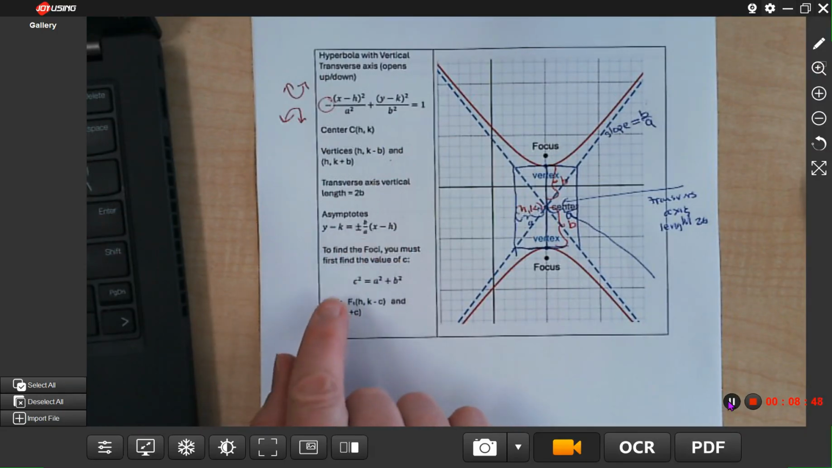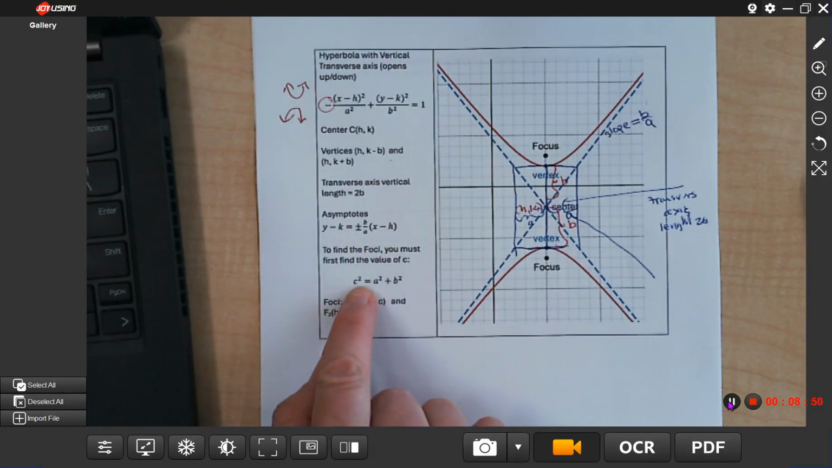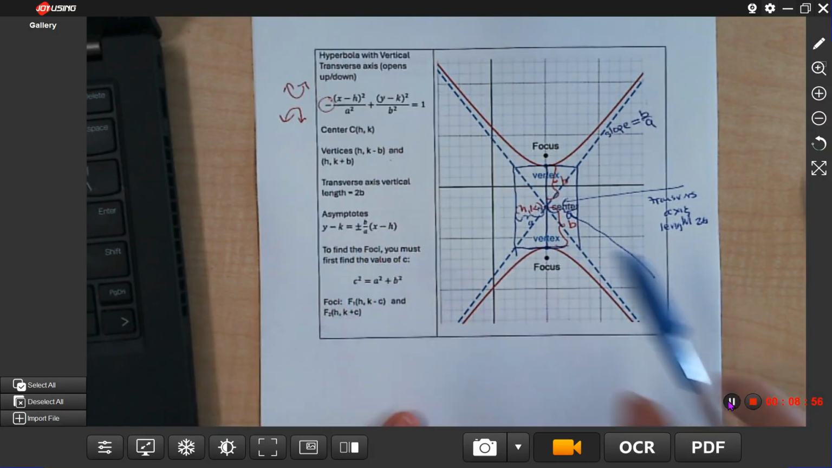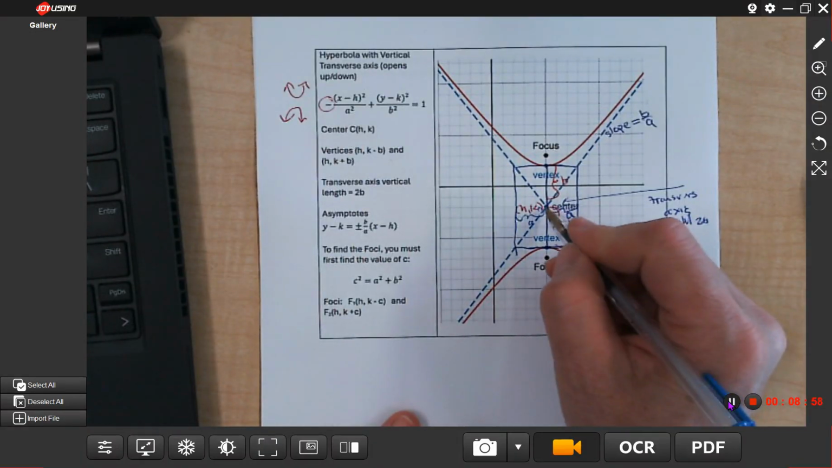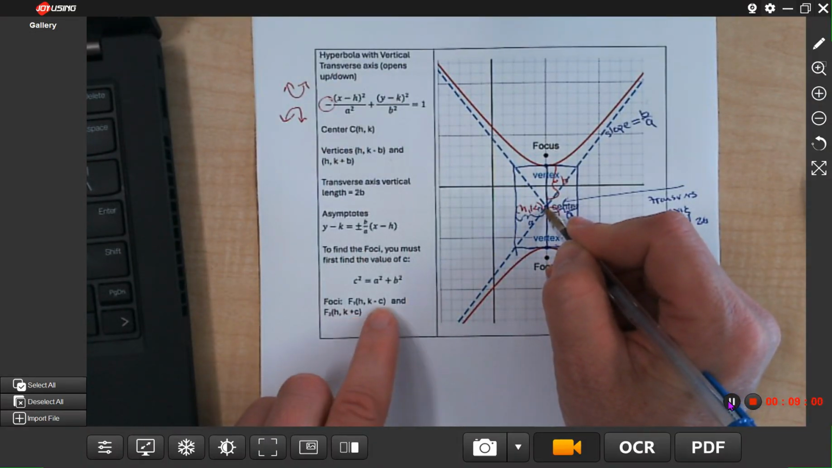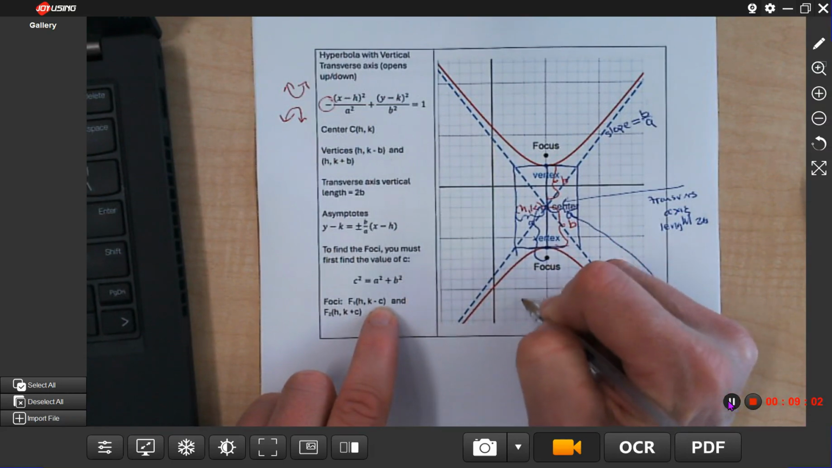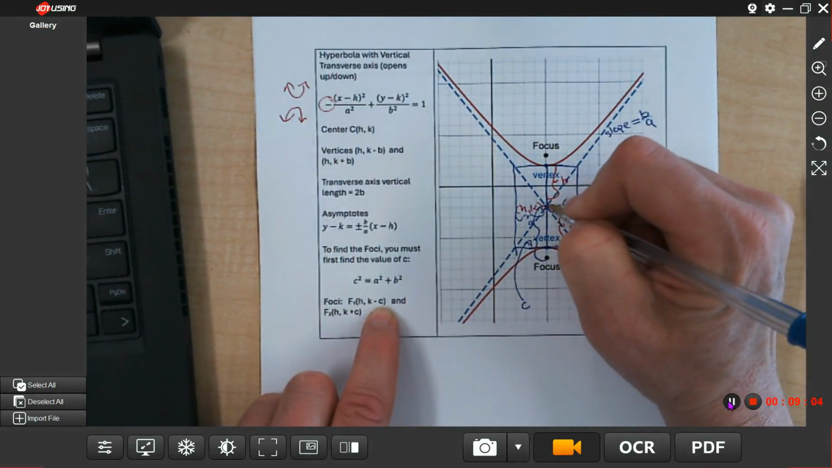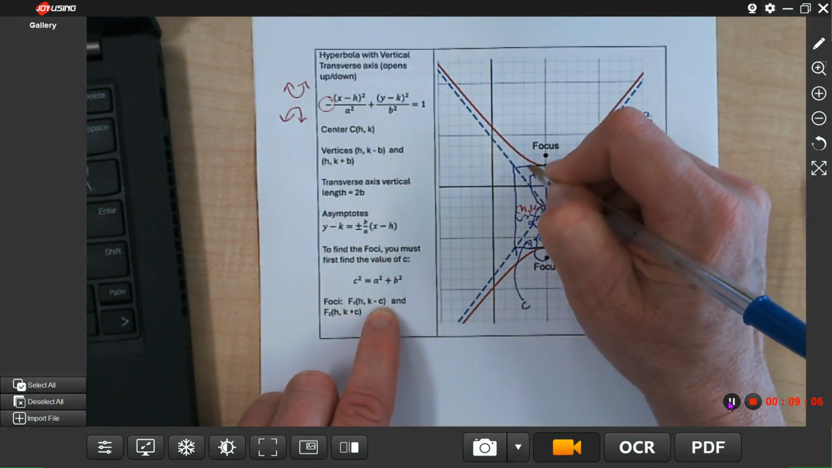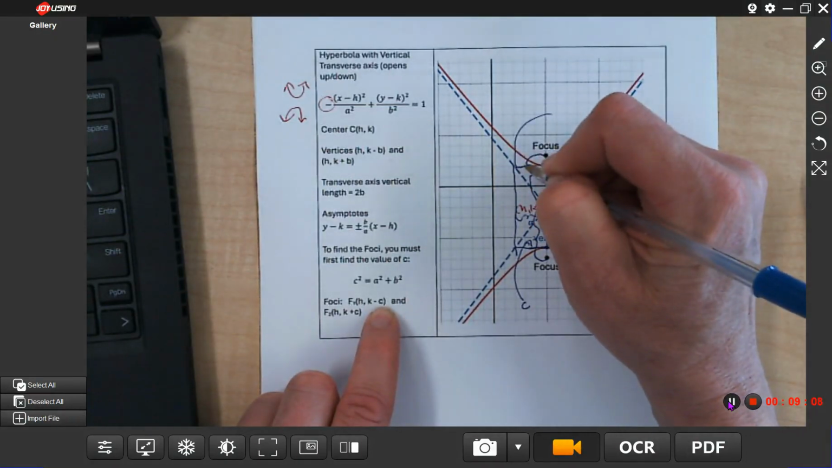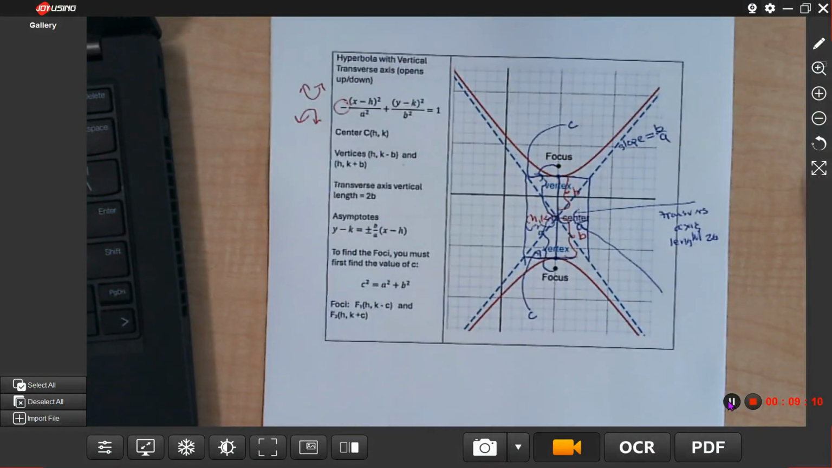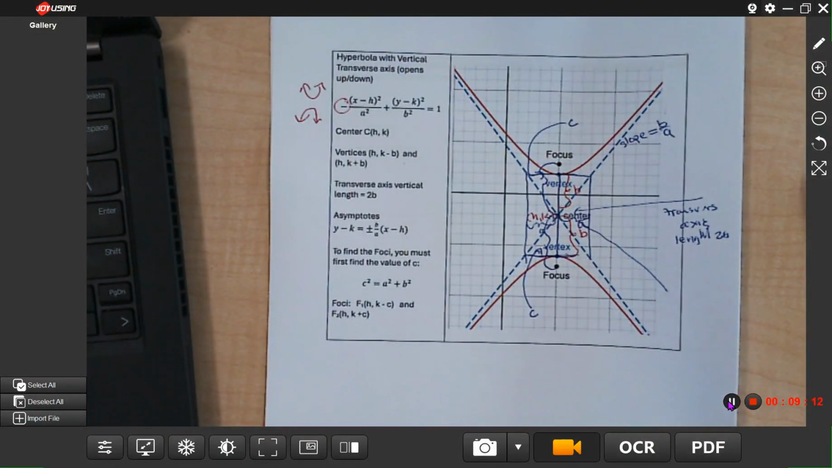So the equation of both asymptotes is exactly the same as it was in the other sideways opening hyperbola. You find the foci exactly the same way. c squared is the sum of the two. And so the foci are going to be from the center a distance of c down, so that distance is c, and from the center up to the focus is a distance of plus c. Alright, so we're done with that.